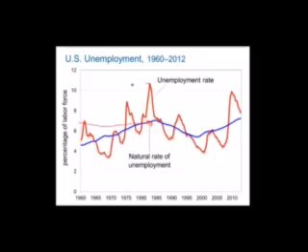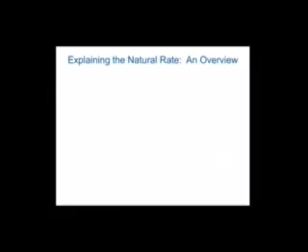But the observed unemployment was around 10.5 or 11%. So this deviation is known as cyclical unemployment. Any deviation from the natural rate is called cyclical unemployment.